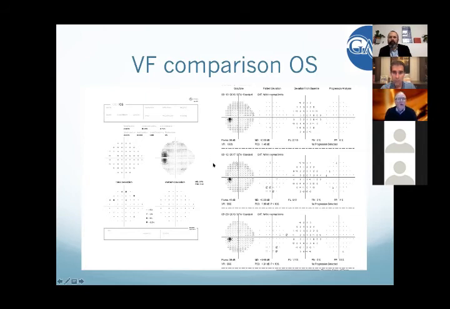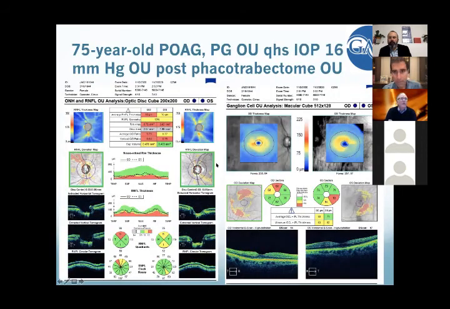Okay, so our next one is, we can go to the next one. So this next case, it's a 75-year-old patient with primary open-angle glaucoma. They're on a prostaglandin at night. Their pressure runs around 16. It used to be 22, and they underwent phacotrabeculometry, which helped their pressure pretty significantly. As you know, that increases the trabeculum, helps increase the outflow through their natural channels.